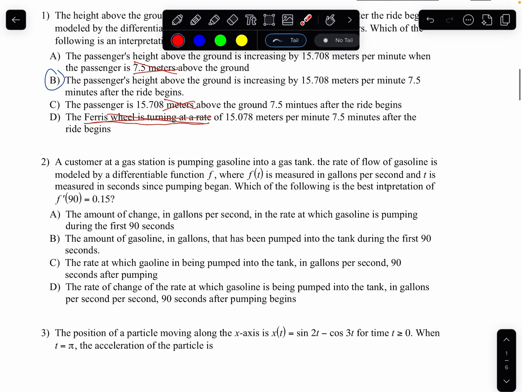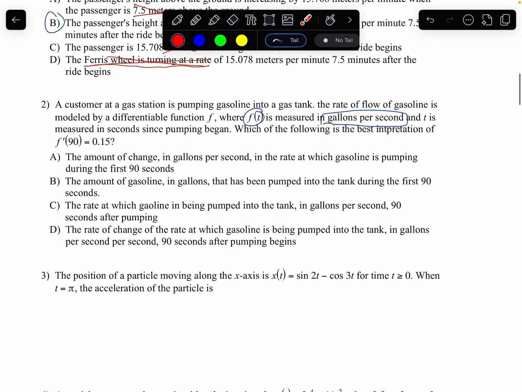Okay, example 2. A customer at a gas station is pumping gasoline into a gas tank. The rate of flow of gasoline is modeled by the differentiable function F, where F of t is measured in gallons per second. So that's what F is measured in, and t is representing seconds since pumping began. Which of the following is the best interpretation of F prime of 90?